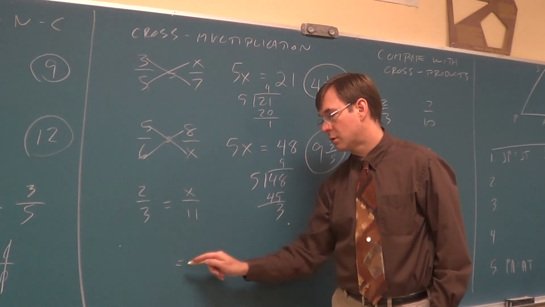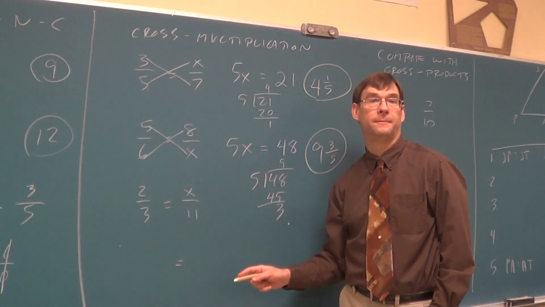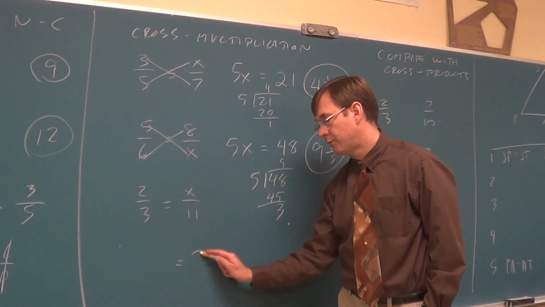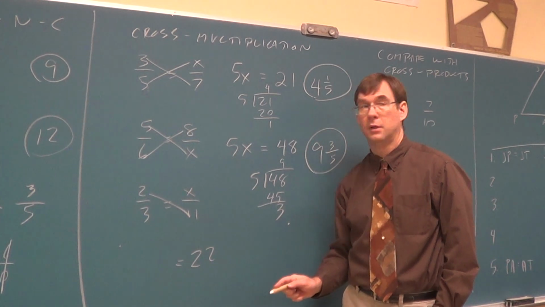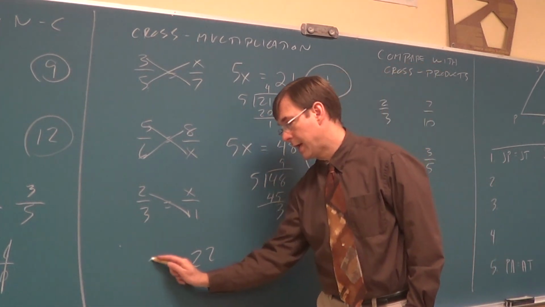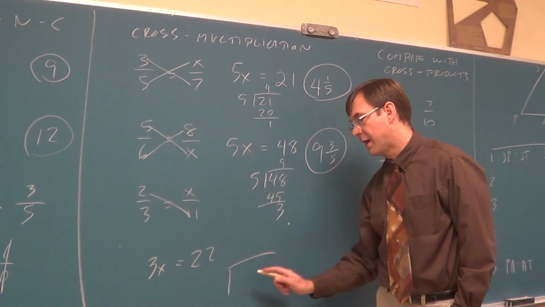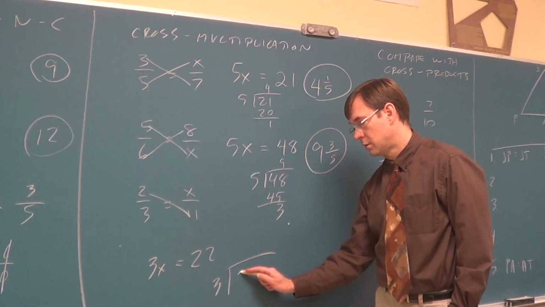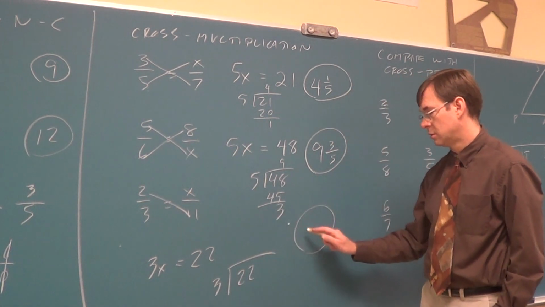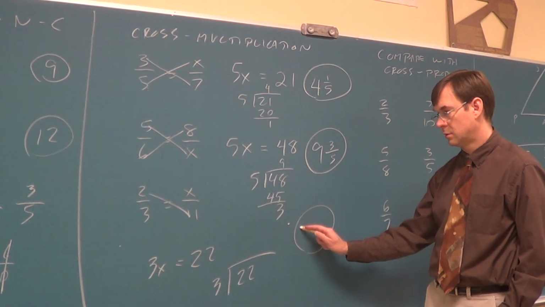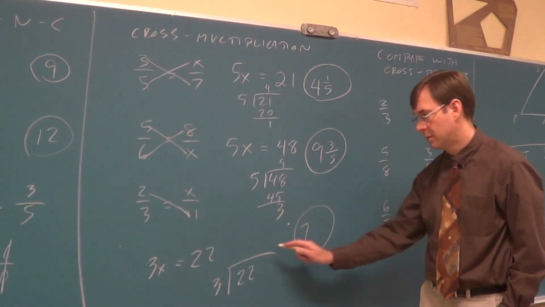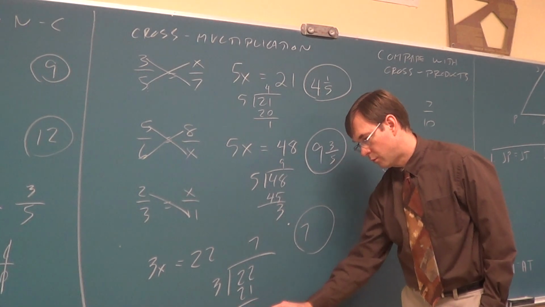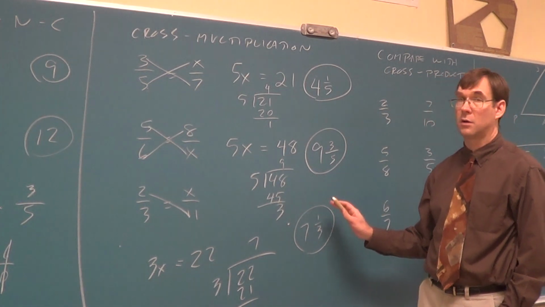So one more time. Cross multiply. What's one of the pairs? 22. 2 times 11, 22. The other pair? 3x. To finish it, we've got to divide 3 into 22. 3 into 22 goes 7. 7 gets us to 21, remainder 1. 7 and 1/3. I agree. Question about those?